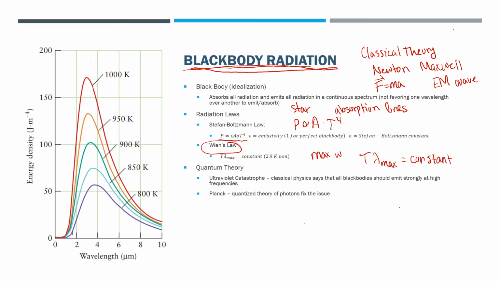Now, if we think about a blue star, that means lambda max is relatively low, which means the temperature must be high. So just this inverse relationship is good to know.